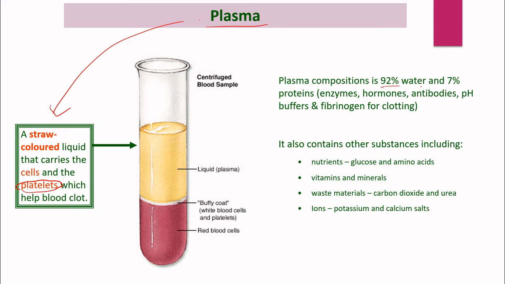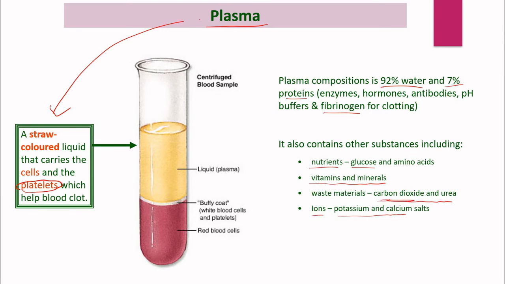Plasma composition is about 92% water and about 7% proteins, which include enzymes, hormones, your antibodies from your third line of defense, pH buffers, fibrinogen, which is another substance that helps with clotting. We'll look at that in a second. Other substances that are included in your plasma include, as we've already spoken about, nutrients such as glucose that you've picked up via the intestines. You'll have vitamins and minerals. Waste minerals, so CO2 and urea that need to be excreted, will be carried in the plasma itself. And ions such as potassium and calcium, which we've also mentioned before.